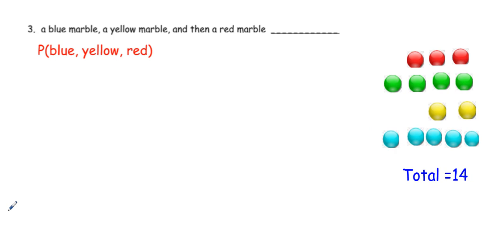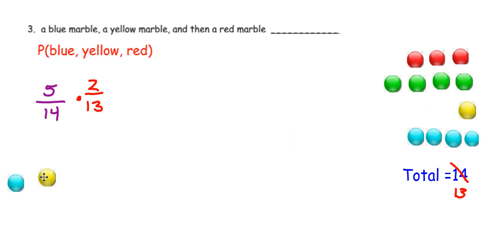What's the chance of drawing a blue marble, a yellow marble, and then a red marble? Well, how many marbles do I have in the bag? 14. And how many of them are blue? 5. All right, so I draw a blue marble. Now how many marbles do I have in the bag? Well, now I have 13 marbles in the bag. And how many of those are yellow? 2.